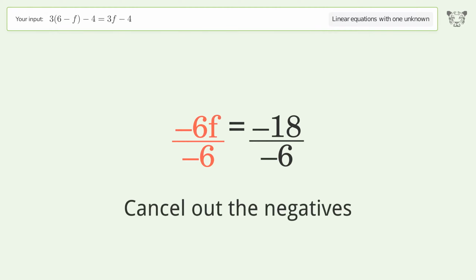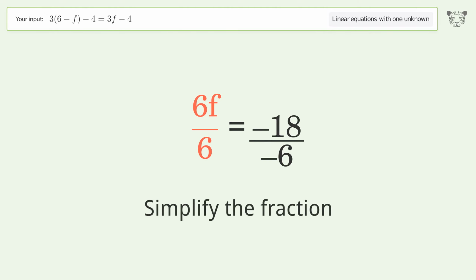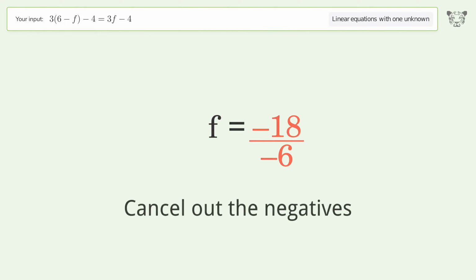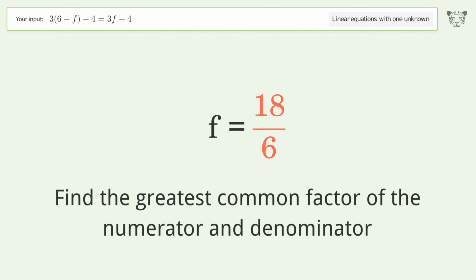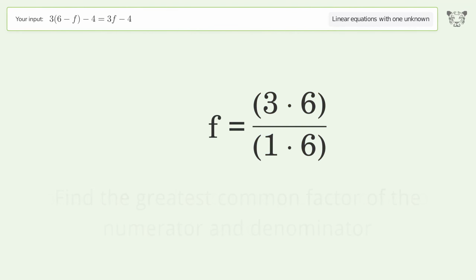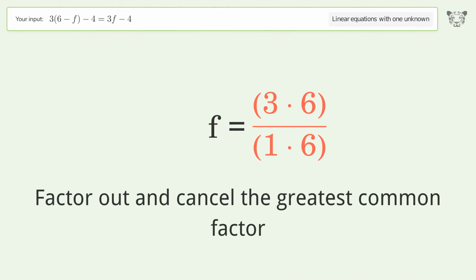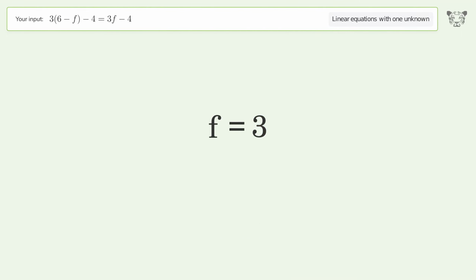Cancel out the negatives. Simplify the fraction. Cancel out the negatives. Find the greatest common factor of the numerator and denominator. Factor out and cancel the greatest common factor. And so the final result is f equals 3.